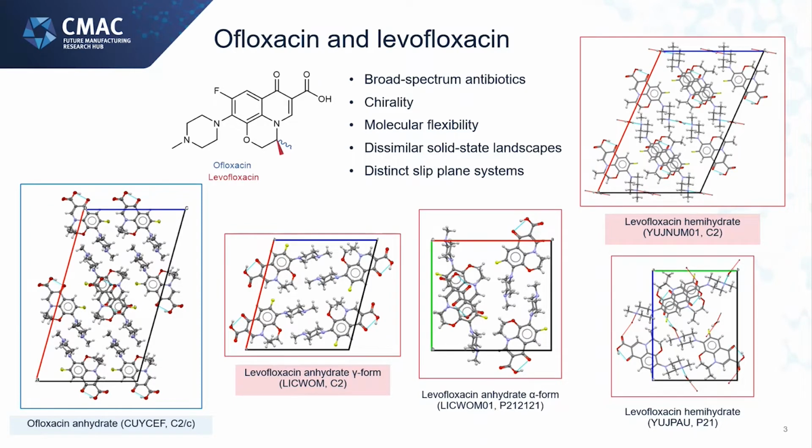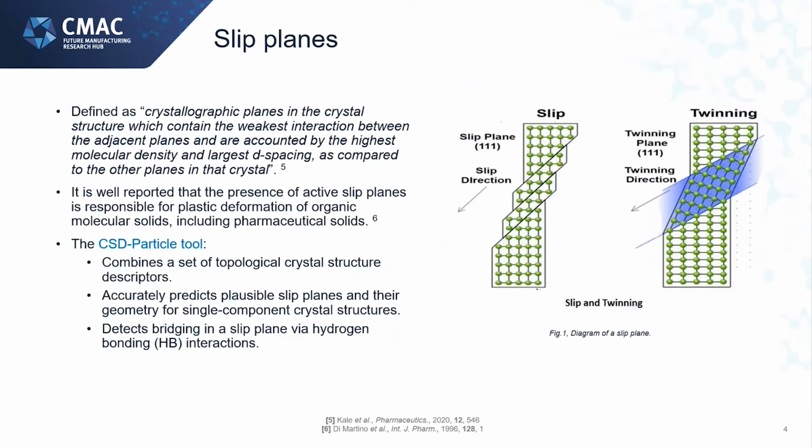To go further, we only have studied the ones highlighted either in blue or in this reddish pink tone because they're the most easily accessible forms to crystallize. But that doesn't mean that in the future I wouldn't want to get a good idea of all of the forms. And then finally, ofloxacin hydrate, levofloxacin hydrate, the gamma form, and levofloxacin hemihydrate all have distinct slip plane systems. So what is a slip plane?